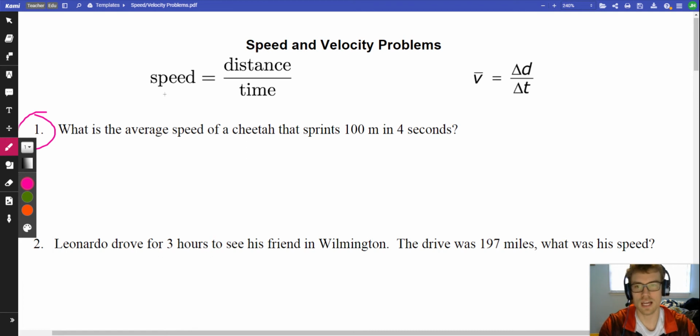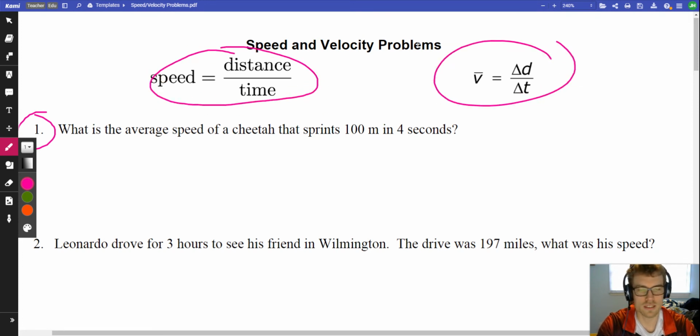So up here at the top of our document, and if you don't have this open already, make sure that you go ahead and get that opened up. We've got our speed equation and our velocity equation. And one of the things you should immediately notice is that the structure of these equations is basically the same, right? We have speed and we have velocity being equal to either distance over time or displacement over time.